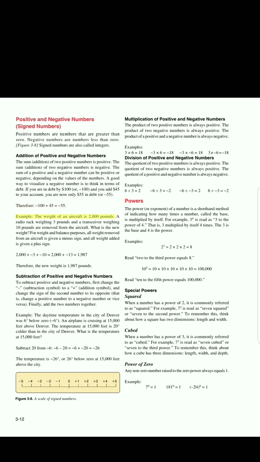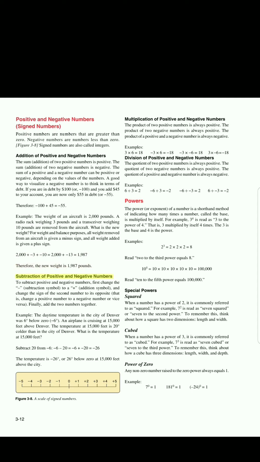Example. The weight of an aircraft is 2,000 pounds. A radio rack weighing 3 pounds and a transceiver weighing 10 pounds are removed from the aircraft. What is the new weight? For weight and balance purposes, all weight removed from an aircraft is given a minus sign, and all weight added is given a plus sign. 2,000 plus minus 3 plus minus 10 equals 2,000 plus minus 13 equals 1,987. Therefore, the new weight is 1,987 pounds.